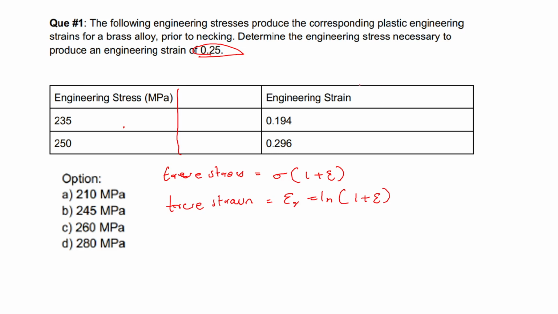So, if I make two columns here, it will be true stress and true strain. Find the values for these two. If the engineering stress is 235, what will it be for true stress, and if the engineering strain is 0.194, what will be the true strain? First of all, you calculate these two, and please let me know what answer you are getting.